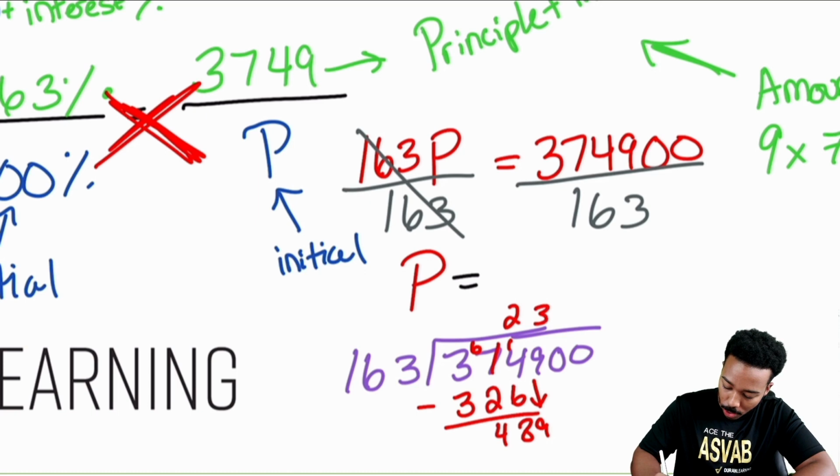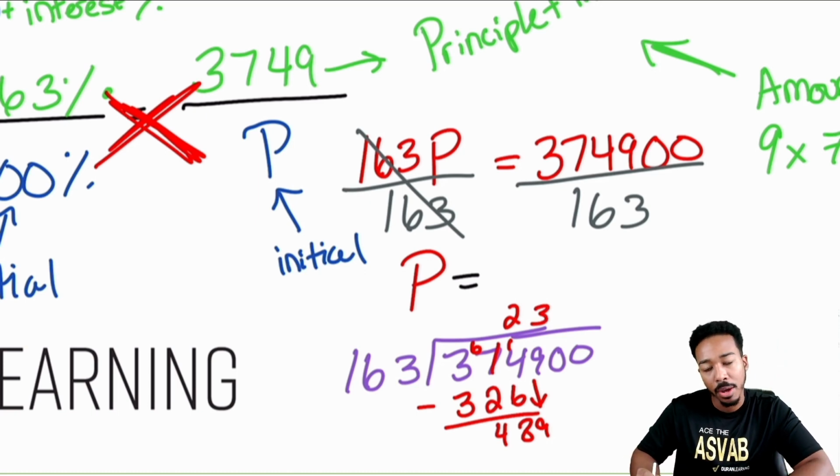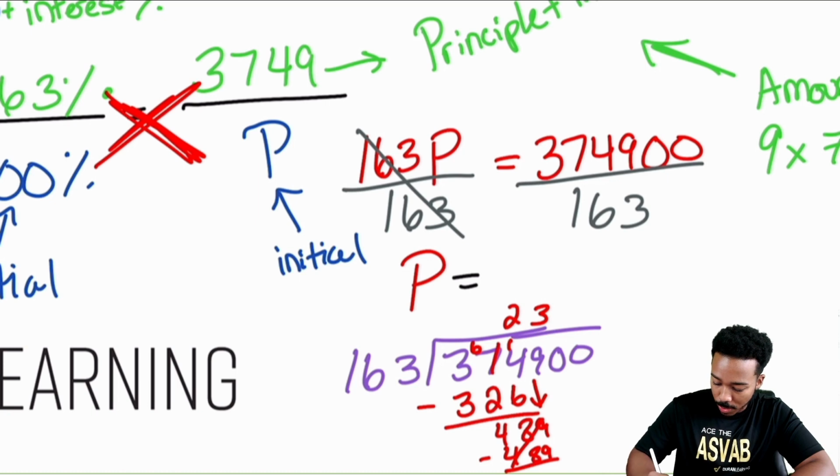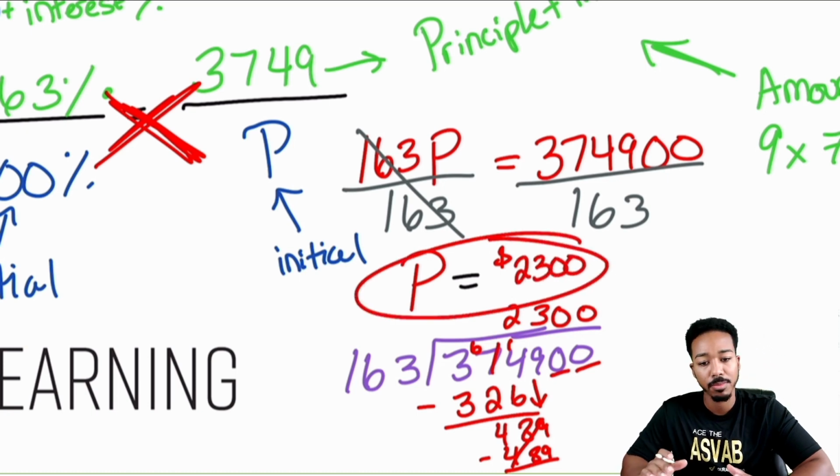And again, you see how you have to know your math here? You have to know your calculation skills here because it could take you a while to do this. And so that's going to be perfect here because we're going to subtract 489. And we're done. And so now we can just take these zeros and bring them up, and we get 2,300 as the initial amount.